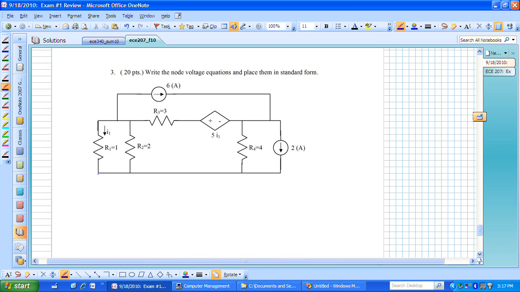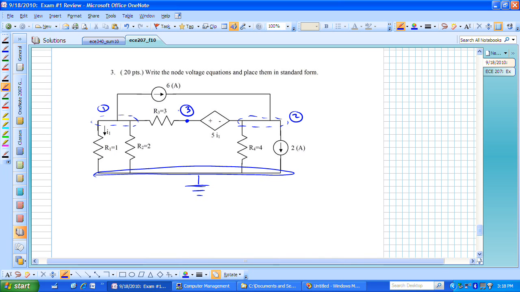Right now it looks like this would be my bottom or reference node that I would select. Then this looks to be a node that I would like to define. Here's another node, let me call it 2, and now I have a third node between R sub 3 and this dependent voltage source, and I'll call that node 3. What I now need to do is create or write equations associated with each of those nodes.